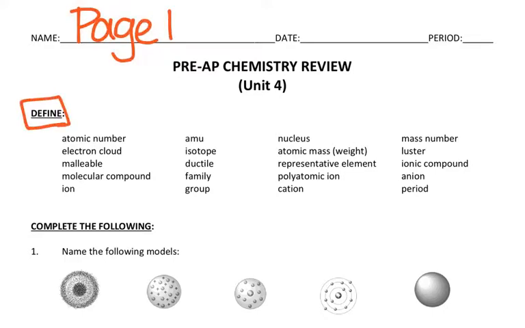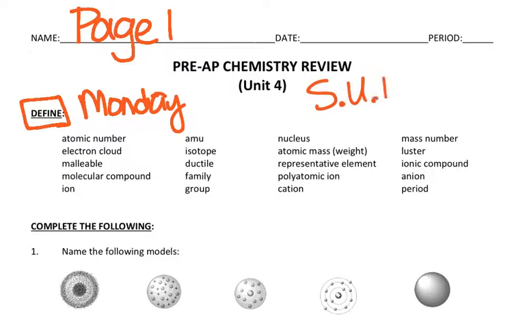Don't forget that your definitions are going to be due on Monday, the day that we take our test, and they're going to be due at the very beginning of class. You need to follow the format we've used so far this year, SUN, which means that you skip lines between, you underline your term, and that you number each one. And you can turn it in on notebook paper, you can type it up and print it out, either one.